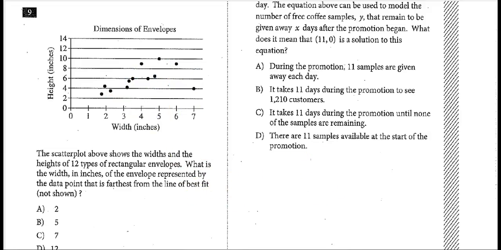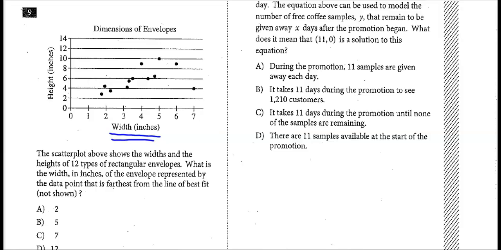All right. Number 9. We have a graph here. Dimensions of envelopes, height on the left, width on the bottom, some sort of scatter plot. It shows the width and height of 12 types of rectangular envelopes. What is the width in inches of the envelope represented by the data point that is farthest from the line of best fit.